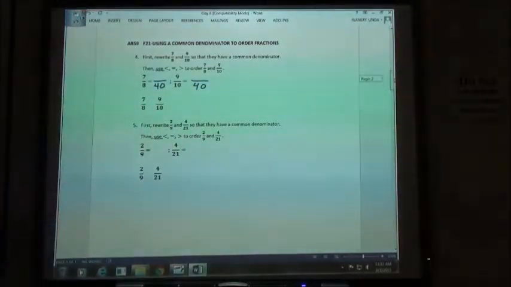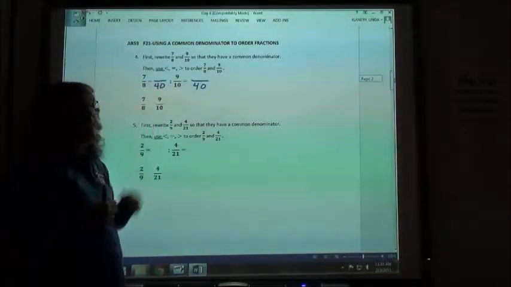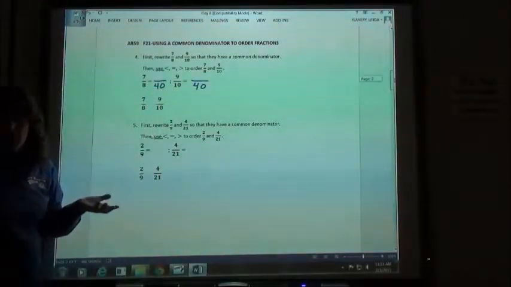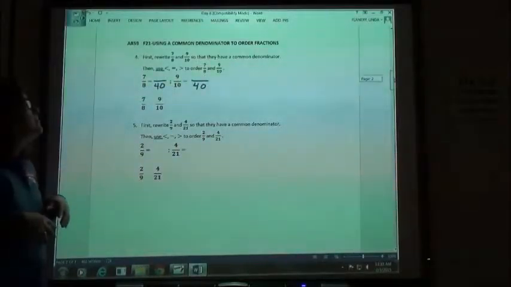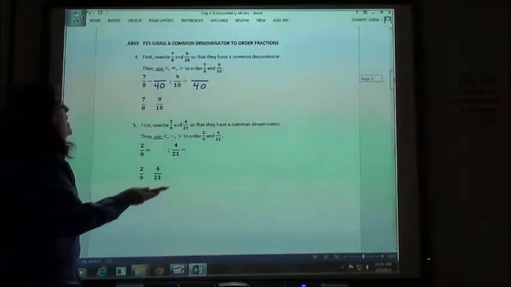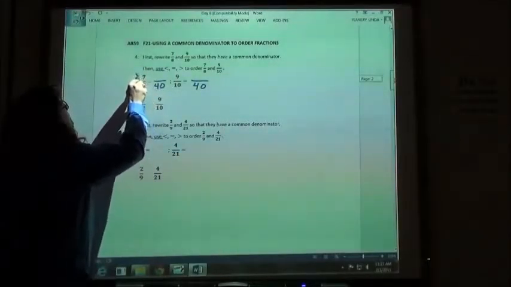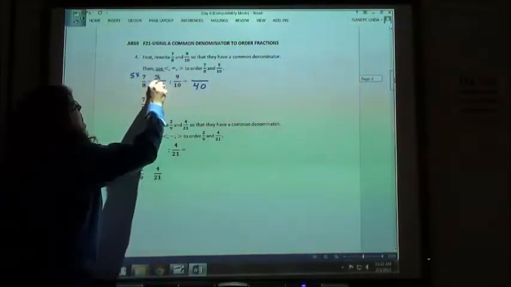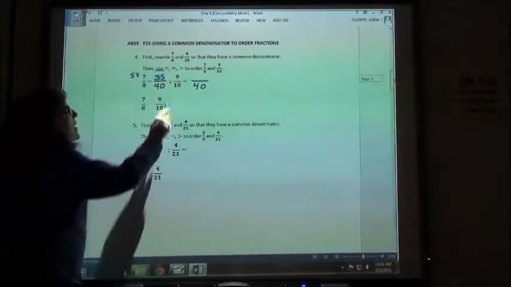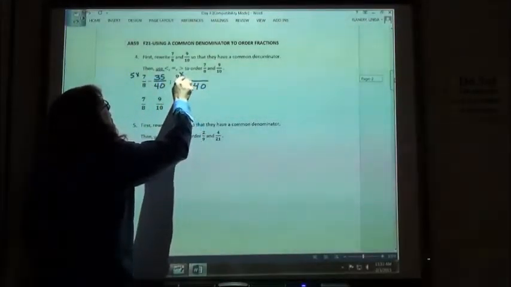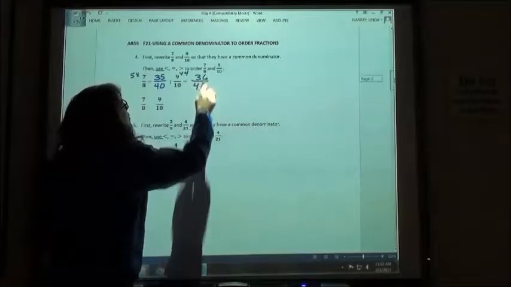Now, if you're really stuck and you can't figure out what your least common multiple is, you could take 8 times 10 and make them 80. Your numbers will just be bigger, so we like to use the smallest one we can. In this case, then we make our equivalent fraction. 8 divides into 40 5 times. 7 times 5 is 35. 10 divides into 40 4 times. 4 times 9 is 36.